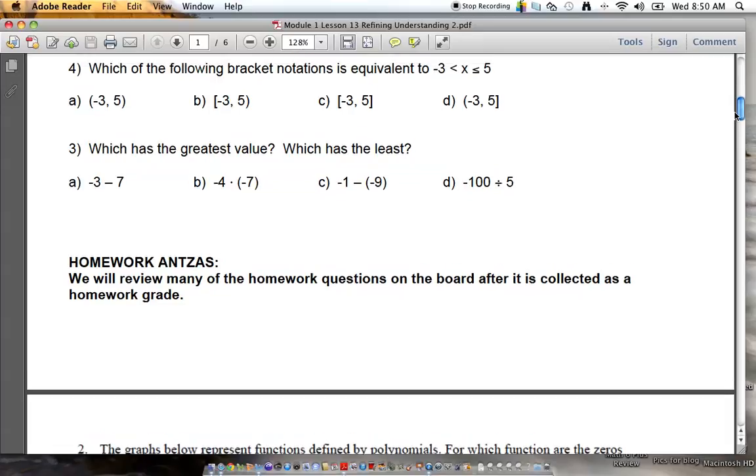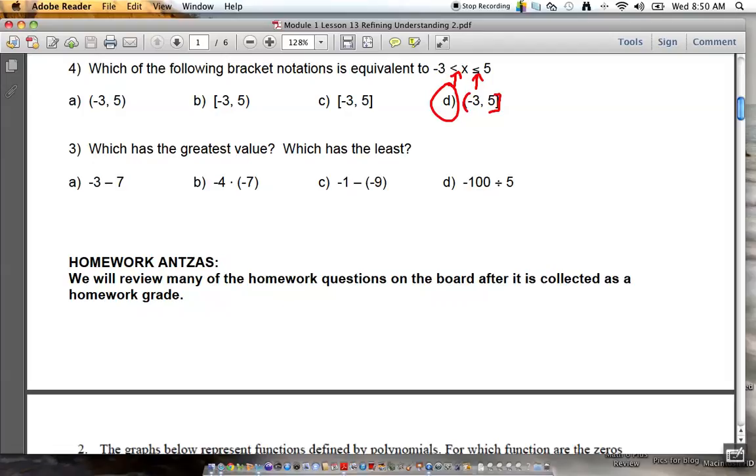Okay. Which of the bracket notations is equivalent to negative 3 less than x less than or equal to 5? Which one is equivalent there? Hunter? D it is. This means you cannot equal it right here. This one you cannot equal, parenthesis; can equal, bracket.